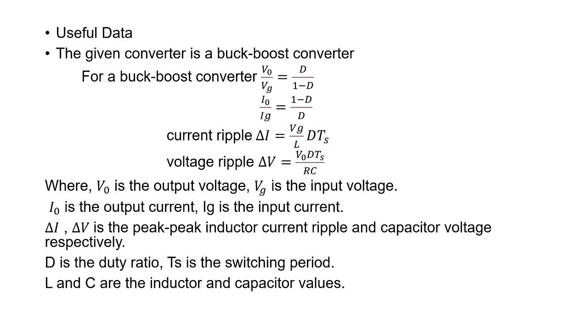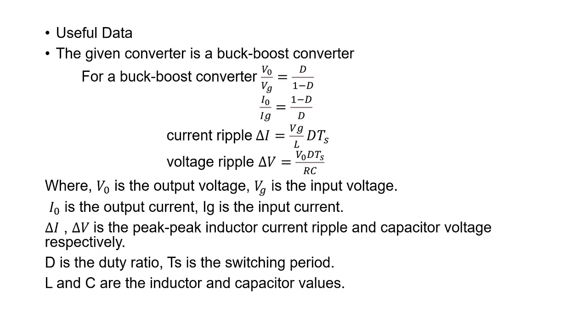Actually, the current ratio is obtained from the voltage ratio by equating the input power to the output power. Similarly, the current ripple in the inductor is given by the formula Vg by L into dTs, where Ts is the switching period, and the voltage ripple across the capacitor or across the load is given by V0 into dTs divided by RC, where R is the load and C is the capacitance.